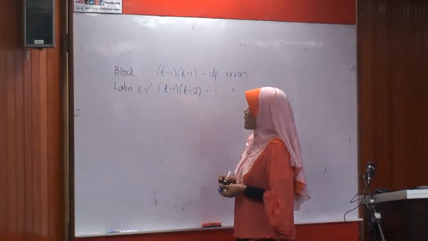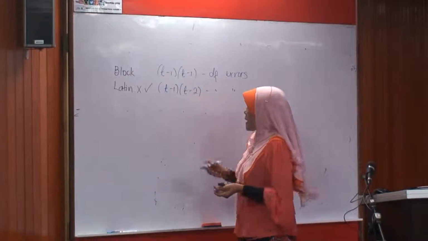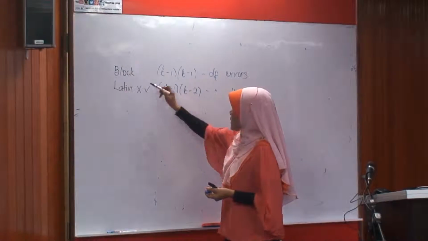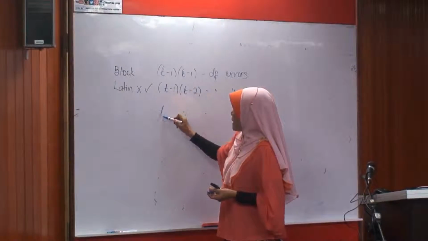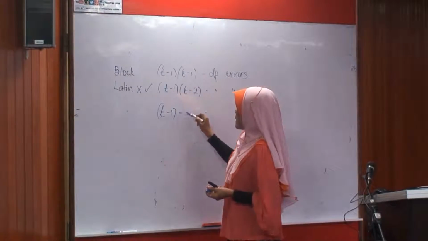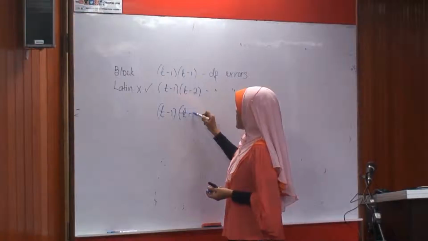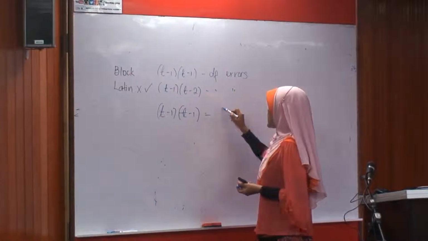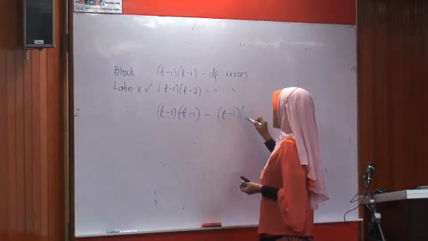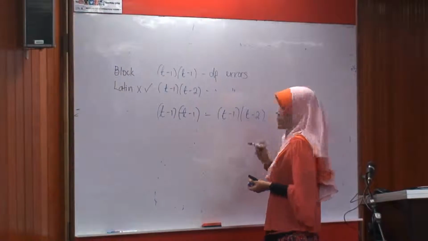So we try to look at the difference. The difference will be t minus 1 multiplied by t minus 1, minus t minus 1 multiplied by t minus 2.